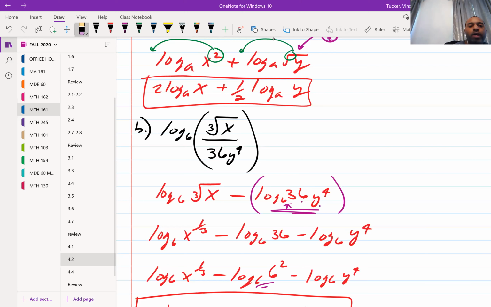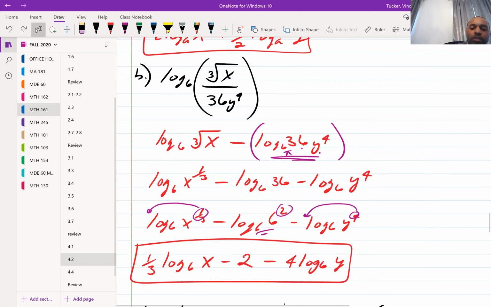All right, so now we simplify. So we take our exponents, bring them out front, and then this log base 6 of 6 squared will reduce to just the 2. And we have our final expression, 1/3 log base 6 of x minus 2 minus 4 log base 6 of y.